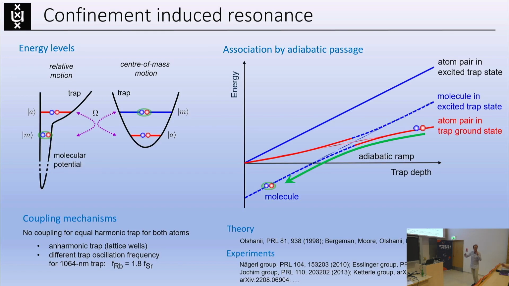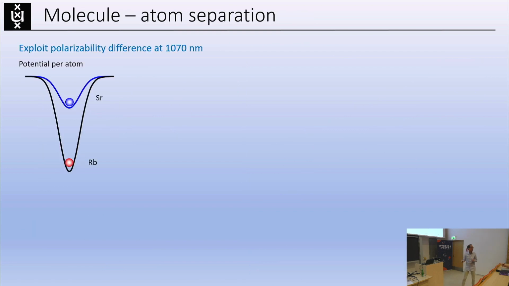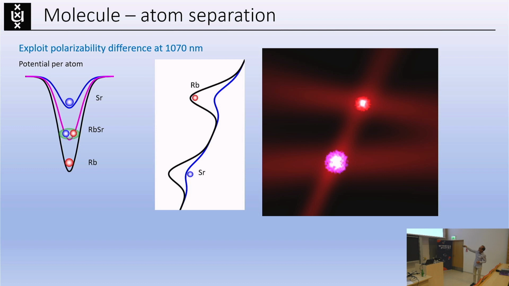So how do we do this? We need to exploit some kind of difference between the molecules and the atoms. And for us, it's the polarizability. So rubidium is much deeper trapped. And for strontium, rubidium is just the sum of these two potentials, and per atom, it's just the average. And of course, we need to think of gravitational sag.